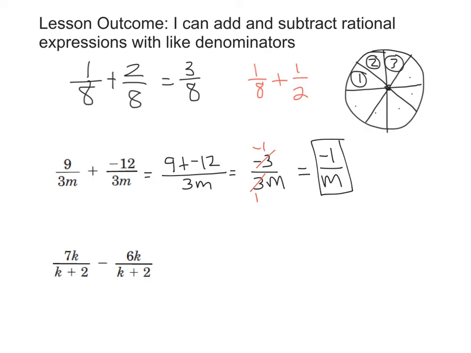Let's try another one. Again, we have common denominator of k plus 2. Therefore, we're going to leave that denominator of k plus 2, and we're going to add or subtract the numerators. Be careful, this one is a subtraction problem. So we have 7k minus 6k. If we simplify the numerator, 7k minus 6k is 1k, or you could have just put k. And in the denominator, we have k plus 2.